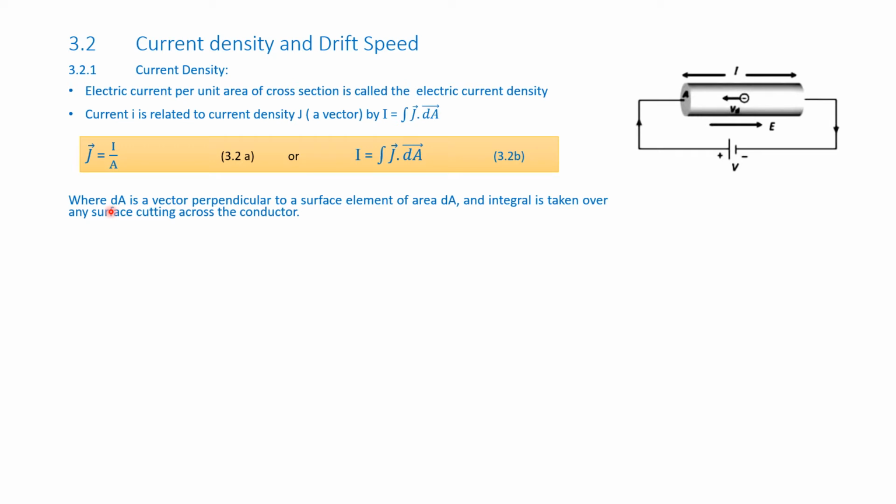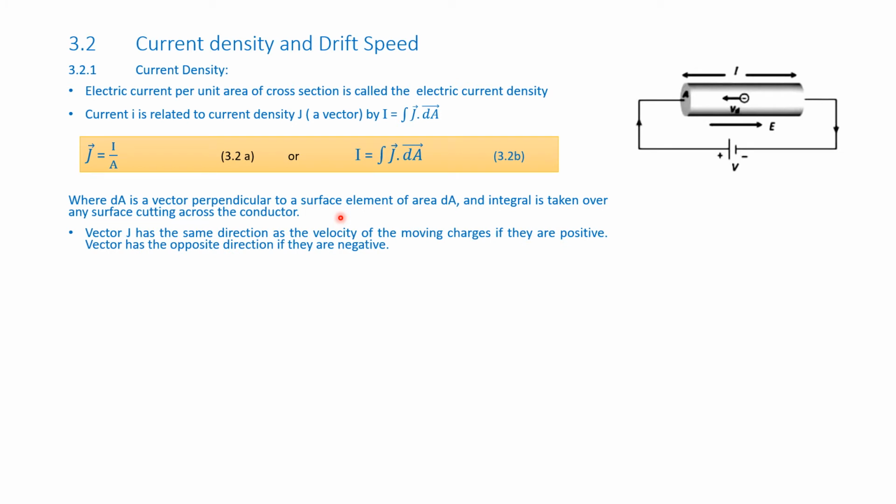So, dA is a vector perpendicular to the surface element of area dA, and the integral is taken over any surface cutting across the conductor. Vector J has the same direction as the velocity of the moving charges if they are positive.